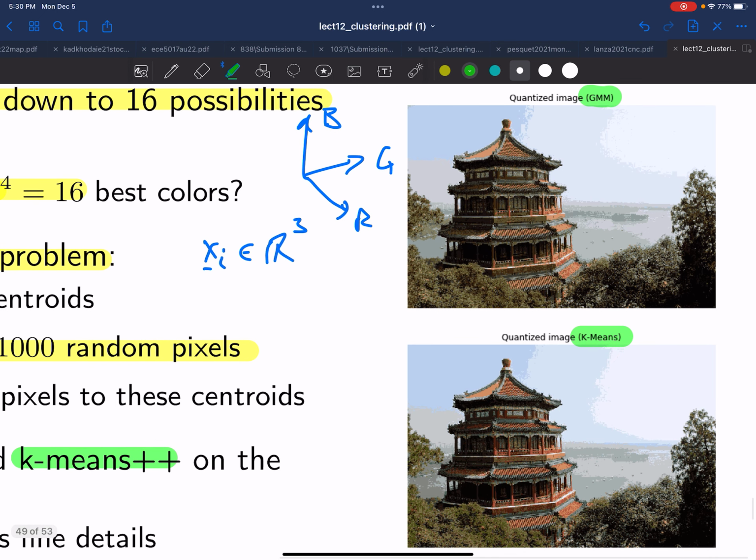So when we look at, let's say this island and the bridge, you can see that k-means is not doing as well of a job of representing that island. Trying to see what else we could gather from this comparison.